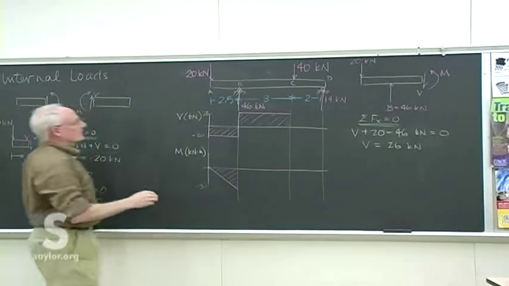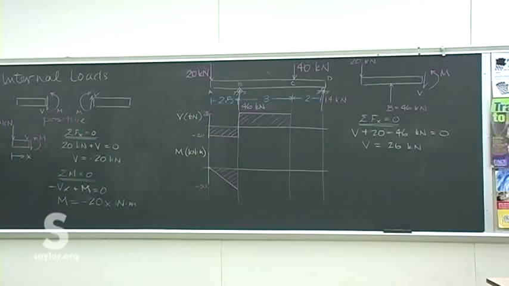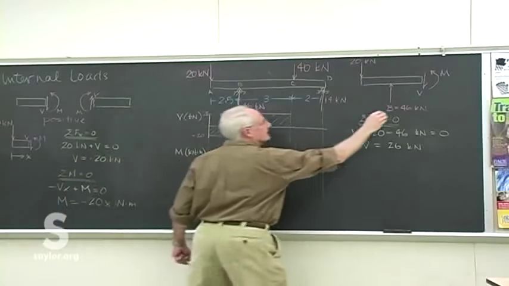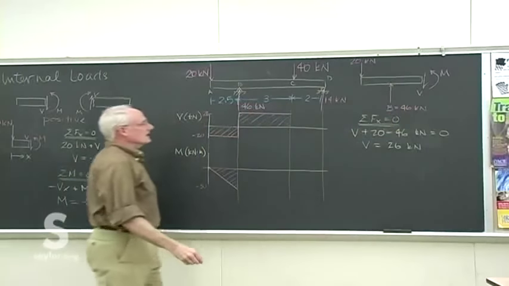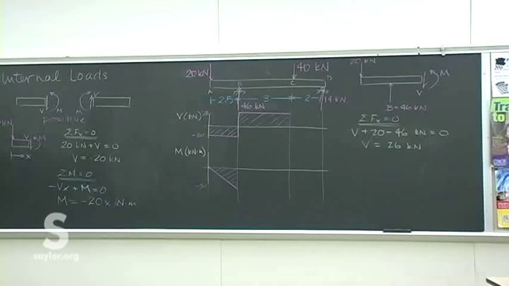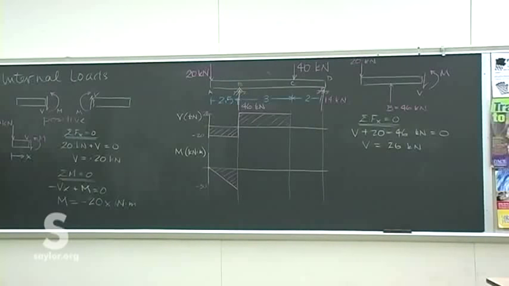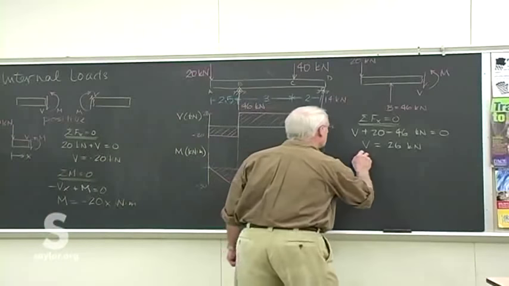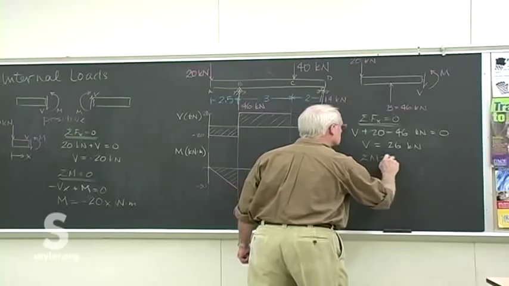And then that goes all the way across to C because there's no change in the load there. So that jump from down here to up there is in the same direction as the reaction, and so it works out okay. All right, then we sum the moments.